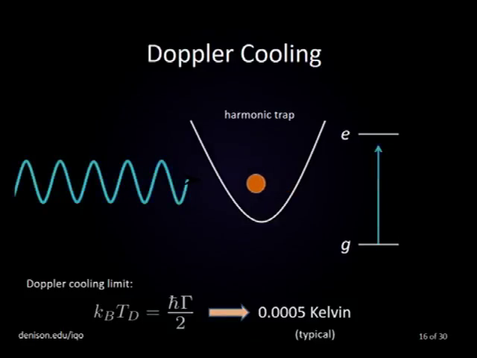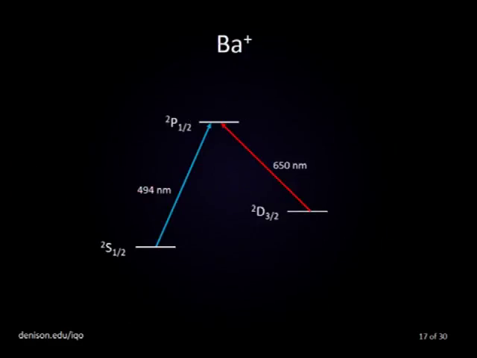Okay, so I mentioned that one of the atoms that we're interested in is barium. The scheme for laser cooling and trapping barium looks very similar to the generic scheme here, slightly more complicated by the fact that barium has a third level in it, which is this low-lying D state, the 2D 3/2 state. So we actually need two lasers instead of one in order to efficiently laser cool it. So we have light both at 650 nanometers and at 494 nanometers in order to cool it. And I was happy to see barium appear in an earlier talk this morning as well.